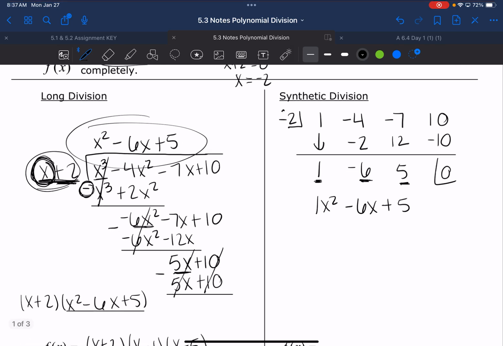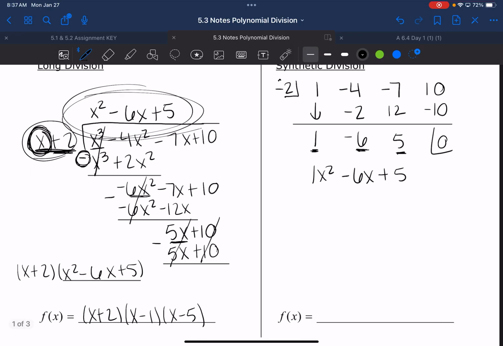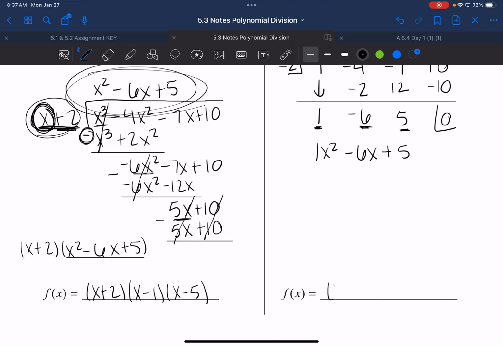Okay. So, again, we end up with the same value that we got over here, right? Which we already said we know what it factors into. What does that factor into? Right. So we'll have our x plus 2, our x minus 1, and our x minus 5. Again, totally up to you which one you choose to use, but I know most of us kind of like synthetic just because it's a little bit less writing. All right, let's do another one together.